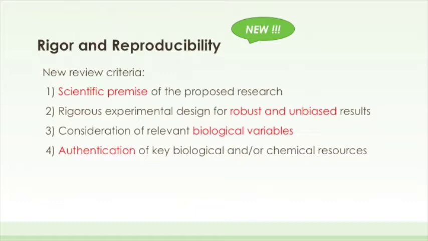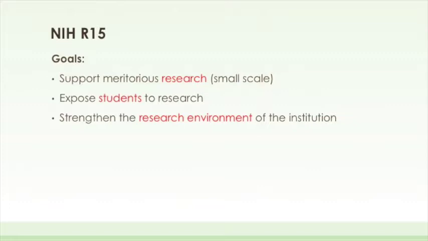This one is a new NIH review criteria. They have 4 of them. Scientific premise, we have talked about already, and we want to make sure the results are robust and unbiased. And the third is biological variable. The 3 and 4 I don't do much for now because I'm focused on secondary data analysis. If you do original investigation, you need to look at 3 and 4.